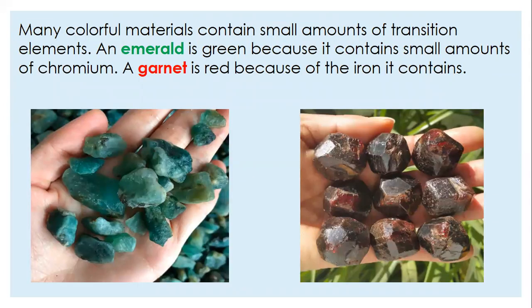Many colorful materials contain a small amount of transition elements, like emerald. It is green in color because it contains a small amount of chromium, which is a transition element. Granite is red because of the iron in it.